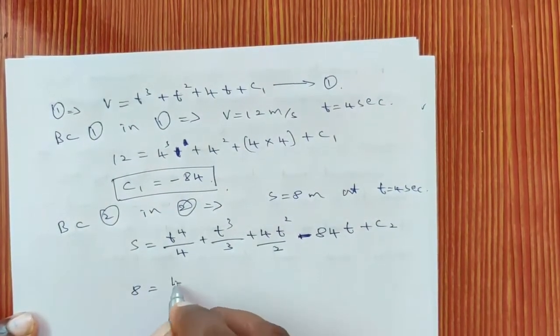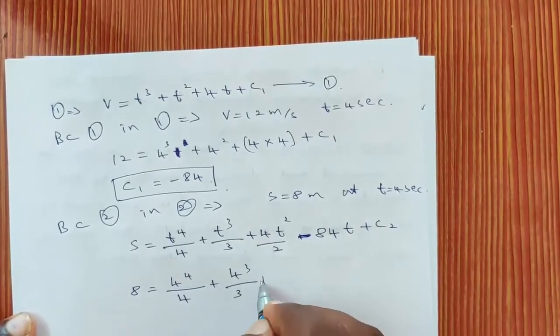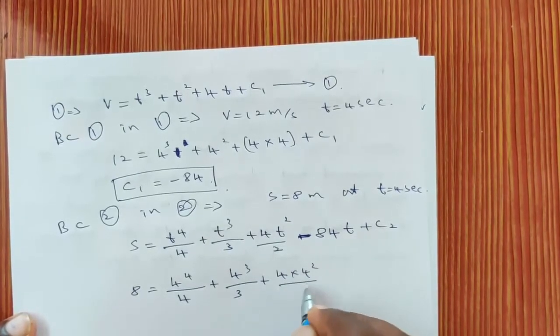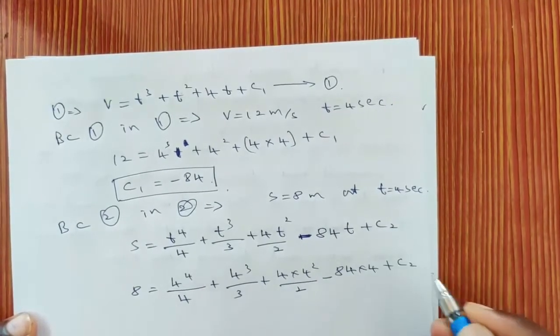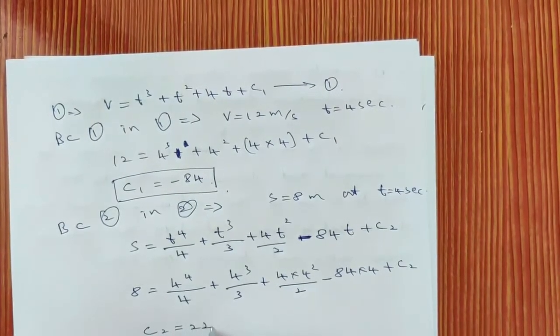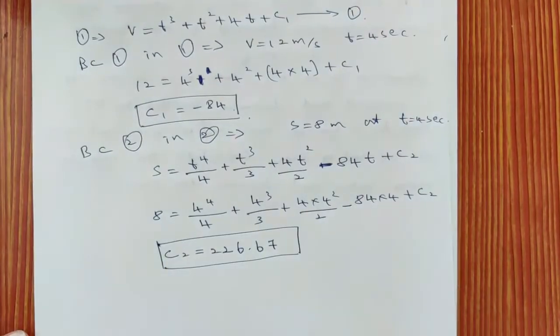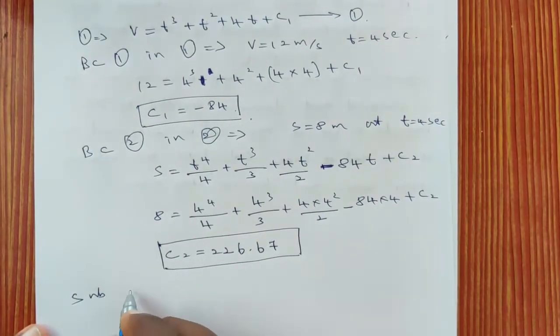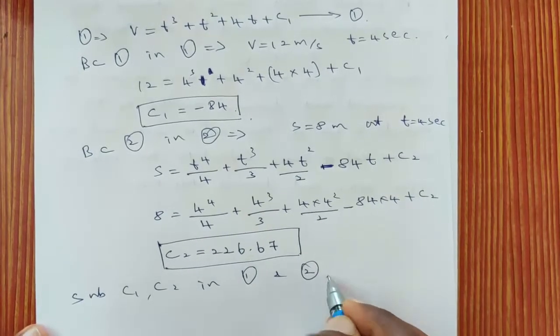8 is equal to 4 power 4 by 4 plus 4 cube by 3 plus 4 into 4 square by 2 minus 84 into 4 plus C2. So if you solve this equation, you will get C2 is equal to 226.67. Okay. So now substitute the value of C1 and C2 in equation 1 and equation 2.